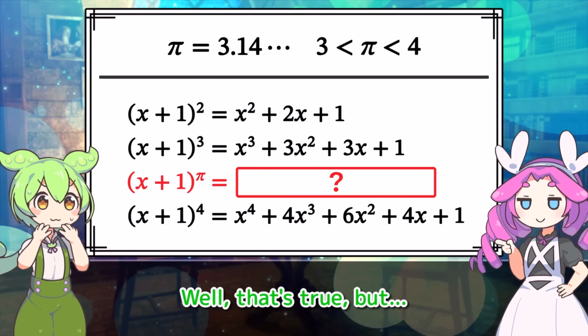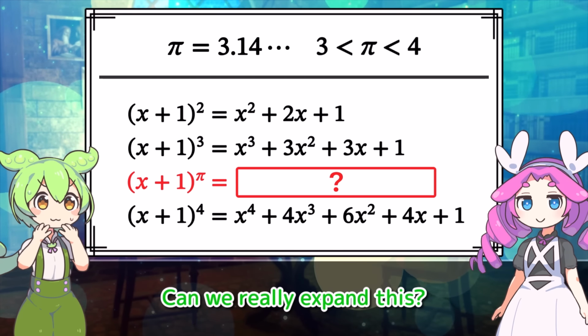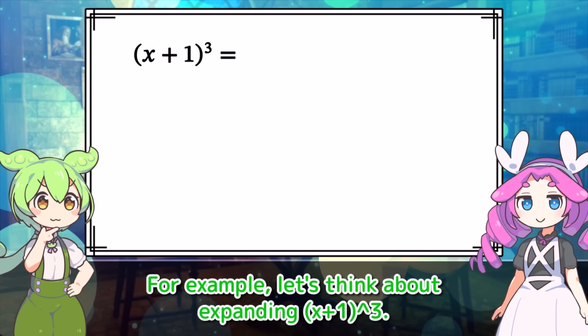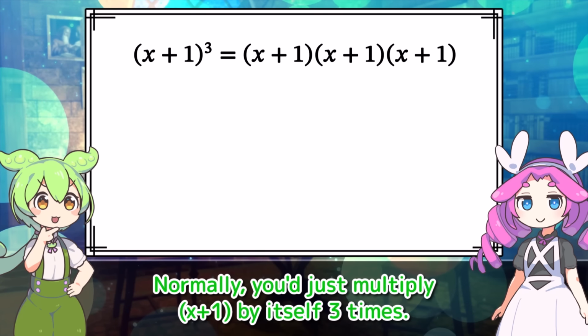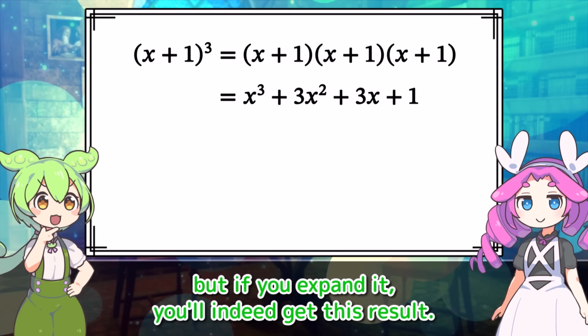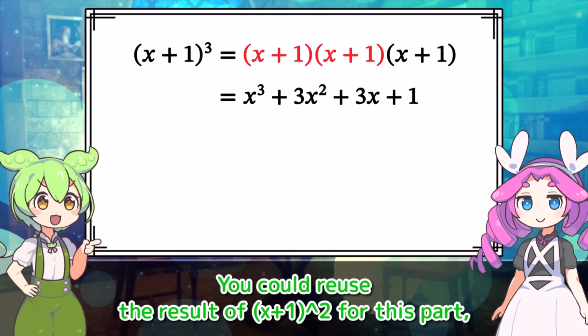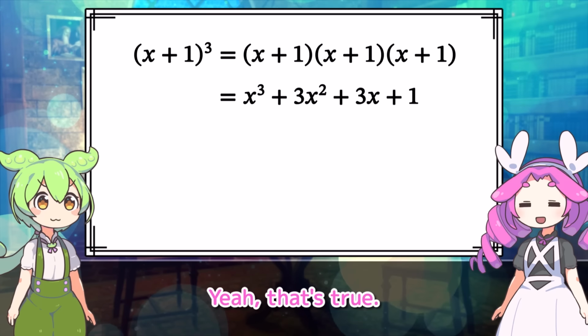Well, that's true, but I have a bad feeling about this. Can we really expand this? What do you mean? For example, let's think about expanding (x+1)^3. Normally you just multiply x+1 by itself 3 times. I'll skip the steps in the middle, but if you expand it, you'll indeed get this result. You could reuse the result of (x+1)^2 for this part, but either way, this is generally how it goes. Yeah, that's true.